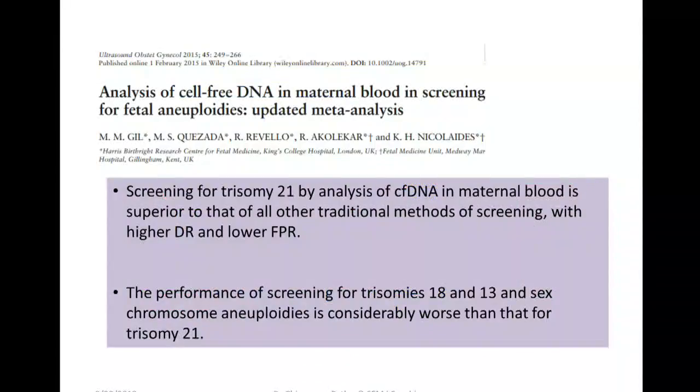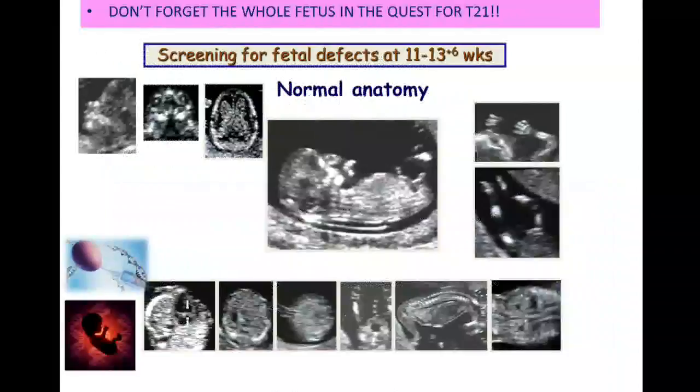screening tests. Now, the meta-analysis on this test said that screening for trisomy 21 by analysis of cell-free fetal DNA is superior to all other traditional methods, with a higher detection rate and a lower false positive rate. And the performance for screening for 13, 18 and sex chromosomes is a little worse than trisomy 21. So, for trisomy 21, it is highly validated and a very sturdy screening test.